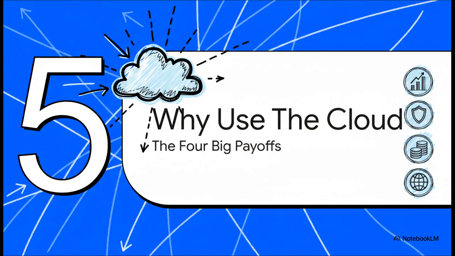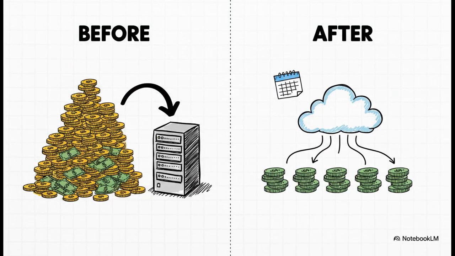Okay, so we've got a pretty good idea of what the cloud is and how it works. But the big question is, why? Why has this model completely taken over the entire tech world? Well, it really boils down to 4 huge payoffs. First and foremost, cost. It's pretty simple. Instead of shelling out a ton of money upfront for expensive hardware, you just trade that huge capital expense for a predictable monthly operating bill. It's the difference between buying and renting.